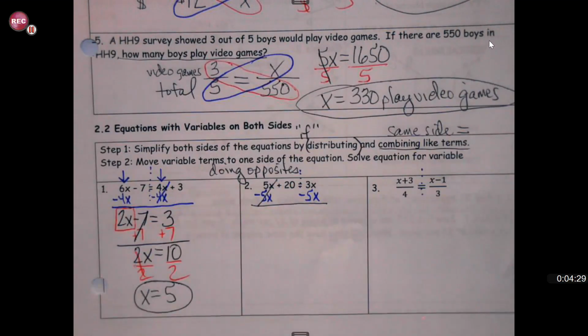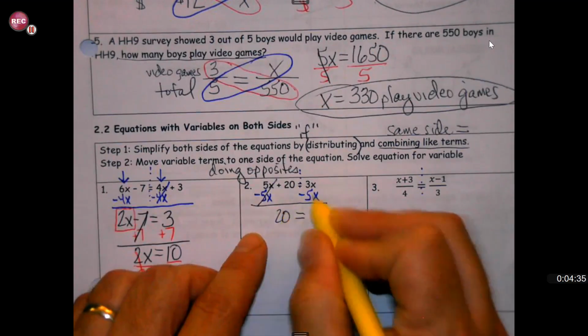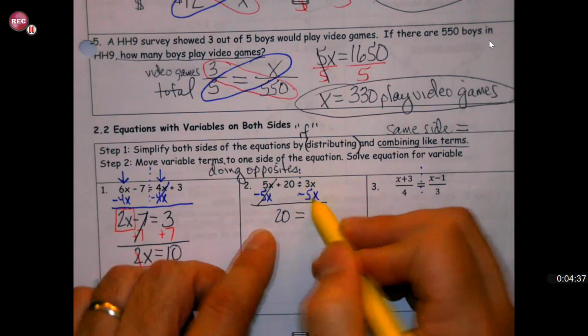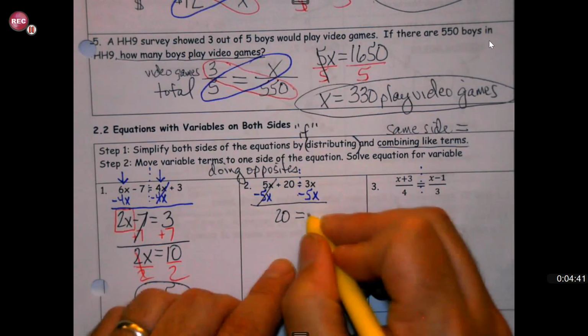We're going to cancel those out. Because again, the idea is to get them all on one side of the equals. Ooh. 3 minus 5. Negative 2.